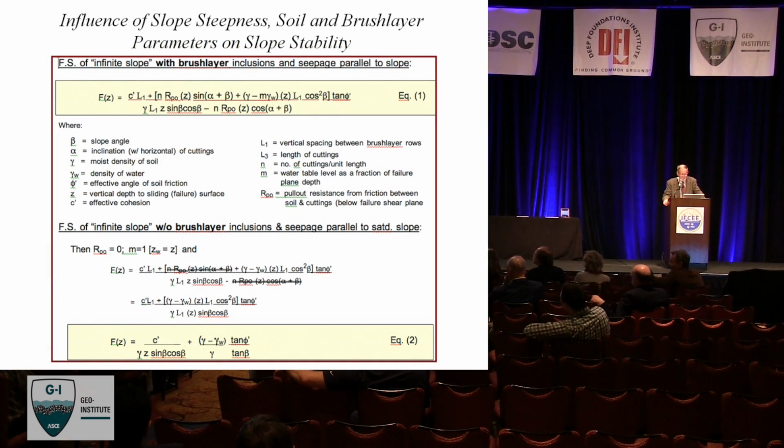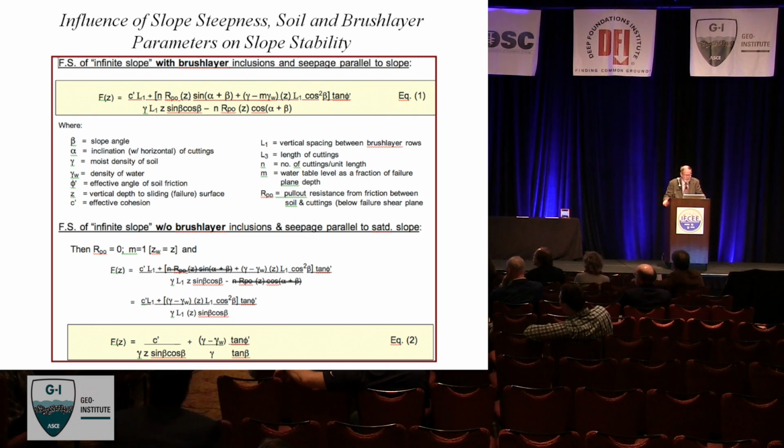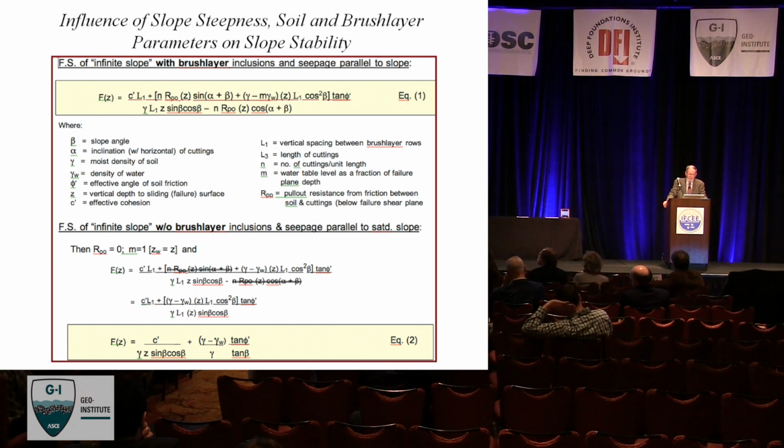So here we have two variations of the infinite slope equation. The one at the top includes the different brush layer parameters, which I mentioned. You'll notice in this equation that the pullout resistance appears in the terms at the top and at the bottom. If there is no brush layer embedment, that term disappears, and you end up with the classic infinite slope equation, equation number two at the bottom, with seepage parallel to the slope. So here we now have the means to evaluate the influence of different parameters, such as spacing of brush layers, vertical spacing, the spacing on the horizontal plane, the inclination of the brush, and so on.